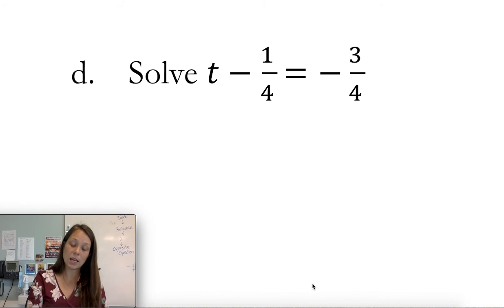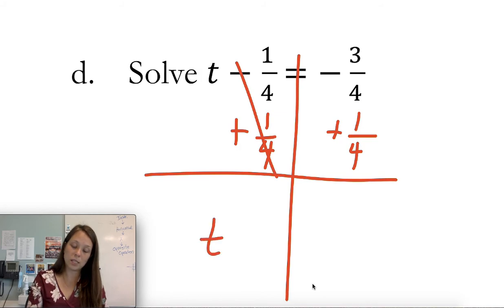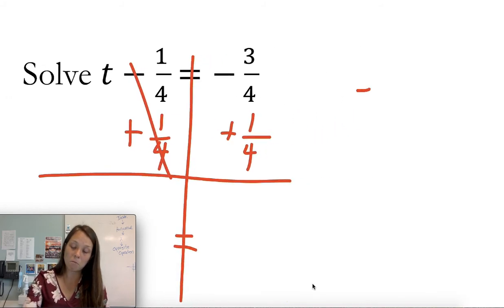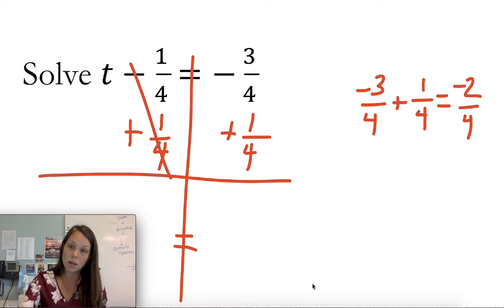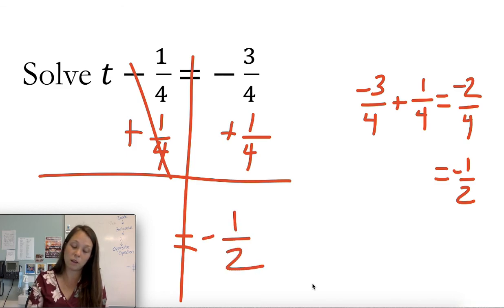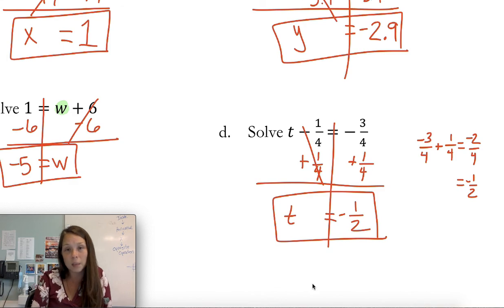Looking at D, t minus 1/4 equals negative 3/4. I'm going to add the 1/4 over. I'm left with t is equal to... Now this math might be helpful to do off to the side here. We have negative 3/4 plus 1/4. Well, negative 3 plus 1 is negative 2 over 4, and that simplifies down to negative 1 over 2. So our final answer in simplified form is negative 1/2. If you wrote this as a decimal and said t equals negative 0.5, that would be acceptable as well.